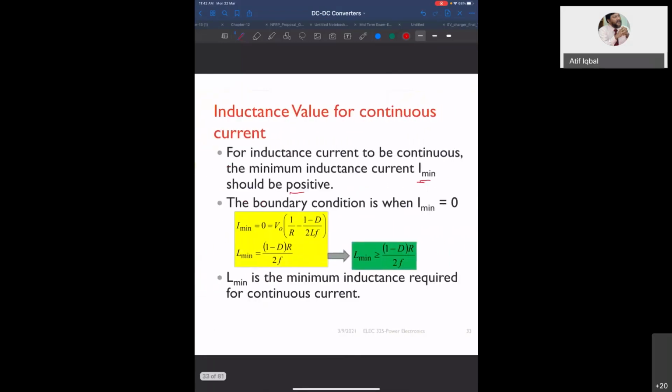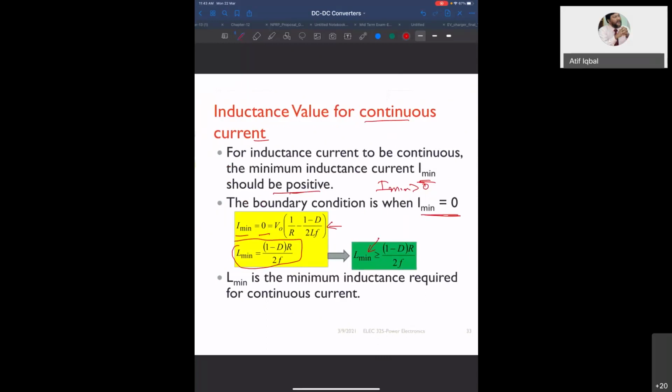So for continuous current, the I minimum should be positive. But the boundary condition is when I minimum is equal to zero. That's the boundary condition. So to get the boundary condition, you put I minimum equal to zero. From this equation, you find the value of L minimum. So L minimum should be more than this value. Then only you will have a continuous conduction mode.